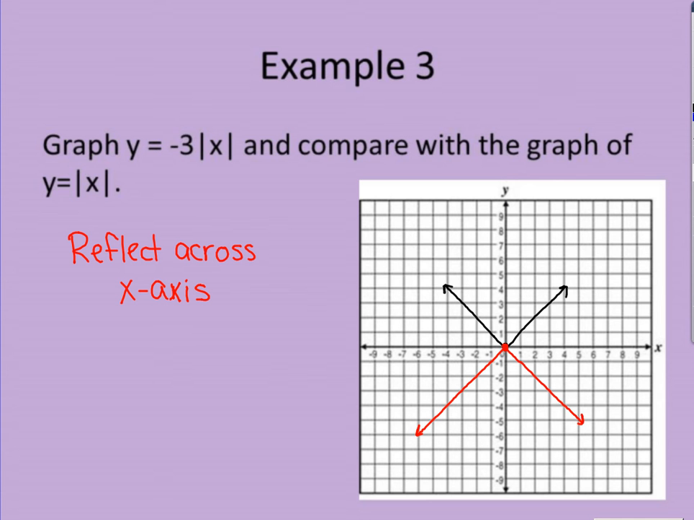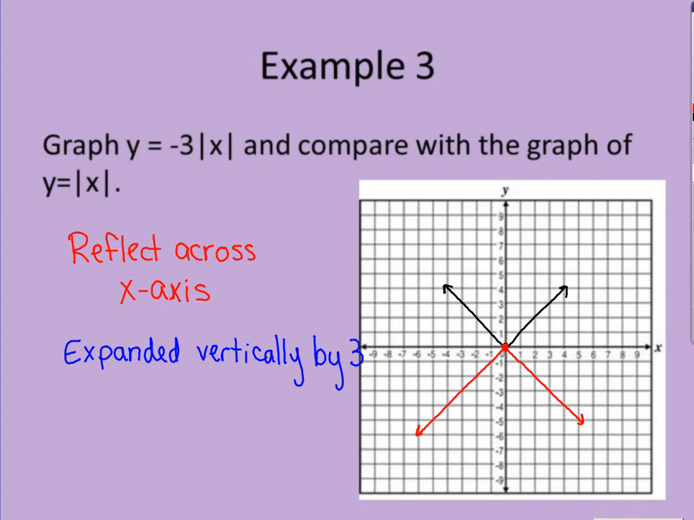So this red graph is just by taking the value and reflecting it across the x. But we also have that 3. We have 3 times the absolute value. That 3 is telling us if we're going to compress it or expand it vertically. Because 3 is greater than 1, we are expanding the graph vertically.